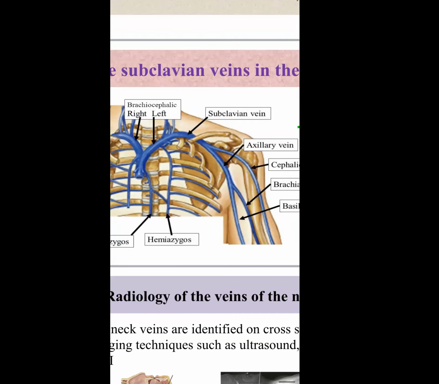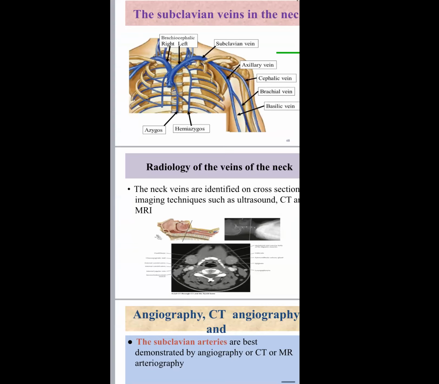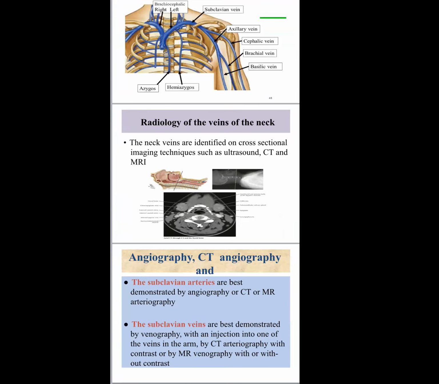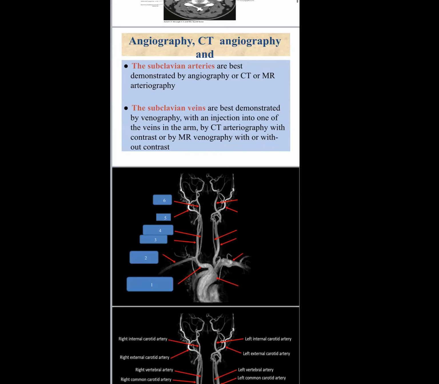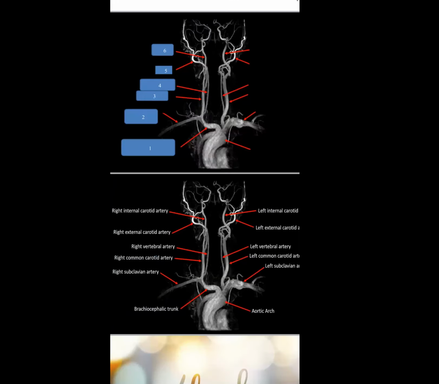Radiology of the veins of the neck. The neck veins are identified on cross-section image technique using ultrasound, CT, and MRI. The subclavian arteries are best demonstrated by angiography, CT, or MR angiography, while the subclavian veins are best demonstrated by venography, with injection into one of the veins in the arm, by CT angiography with contrast, or by MR angiography with contrast, without contrast. هذه الصورة هي MR angiography.